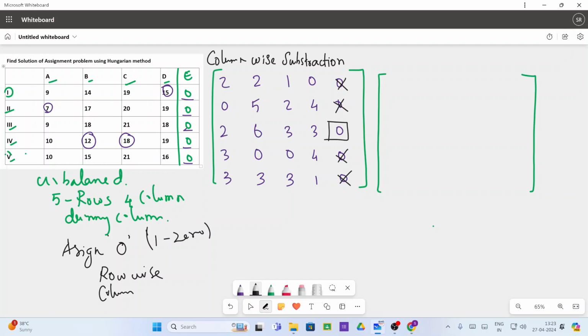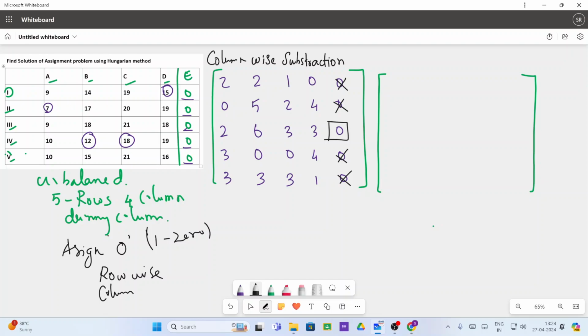Okay, I'll just repeat again. In the third row you have only one zero, so you assign this particular zero, and in that column, if you have multiple other zeros, you just cut them off. You cannot assign those. The condition is each row and column should have only one assignment.